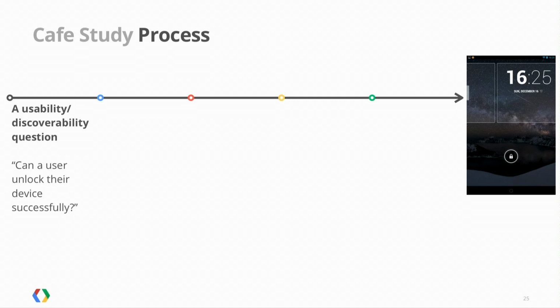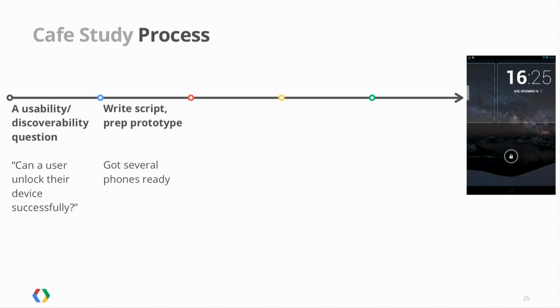And this animation protruded a little bit into the unlock area. So we wanted to make sure that people could still unlock their phones without activating the widgets. And so this was a really good cafe study question because it was a very bounded use case. Can a user unlock their device successfully?